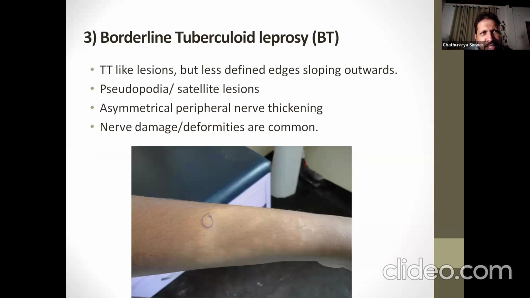So moving on the spectrum, when your cell-mediated immunity is a little bit less, the lesions can be larger. You may have about 2 or 3 or a larger number of lesions. Margins are less well demarcated. It might have pseudopodia where it's trying to bud out of the main lesion, or you might have satellite lesions, and you might have evidence of peripheral nerve thickening, asymmetrical nerve thickening.